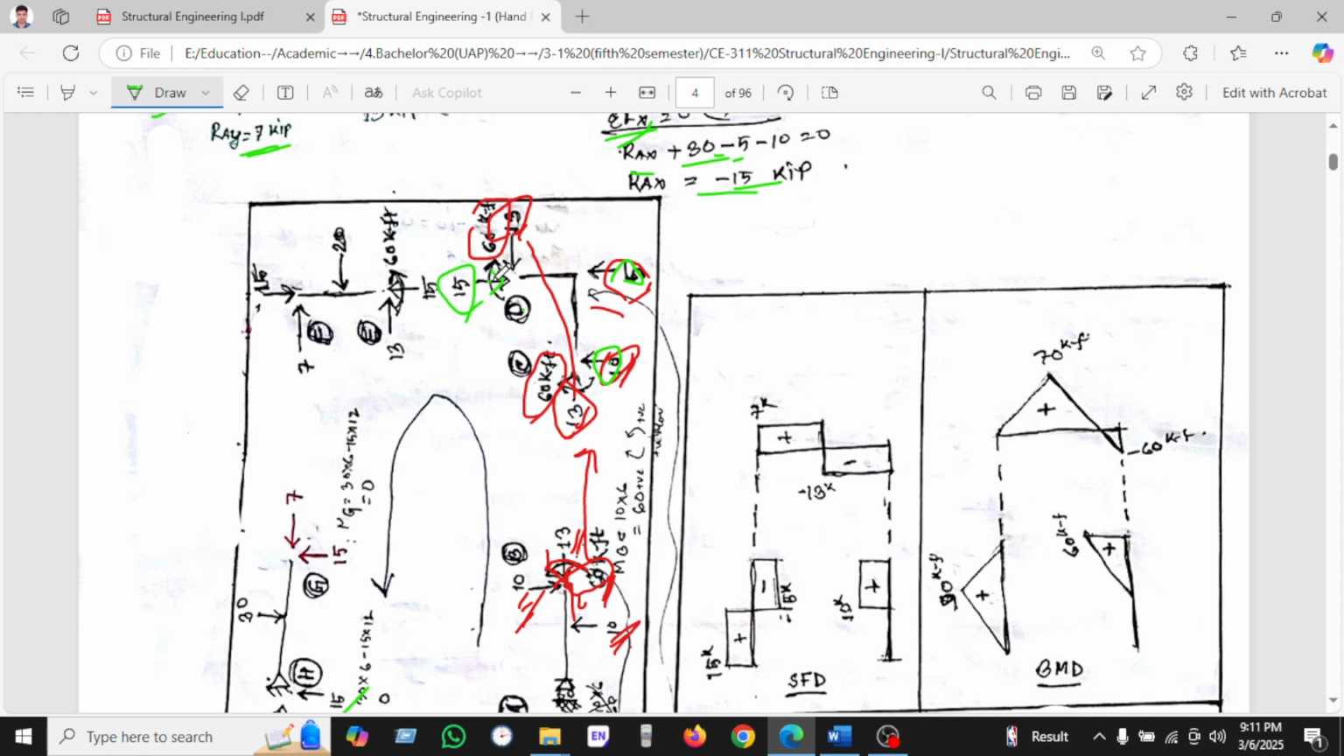Okay, so this 15 will also be the counter at another node, or another portion which we have seen here. And we have found this is the 30, so 30 will also go there as the counterpart. And we have found the moment 60 kip-feet, and it will also be countered by 60 kip-feet. The moment diagram goes this way, and it is the counter in the opposite direction.